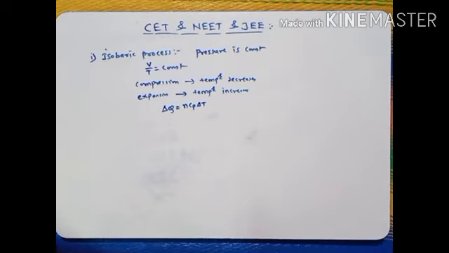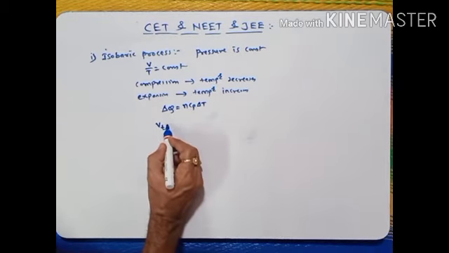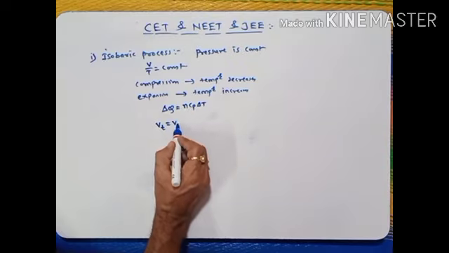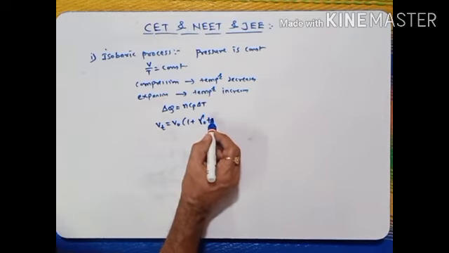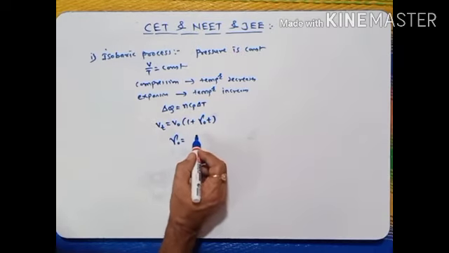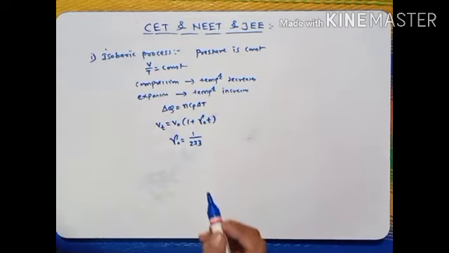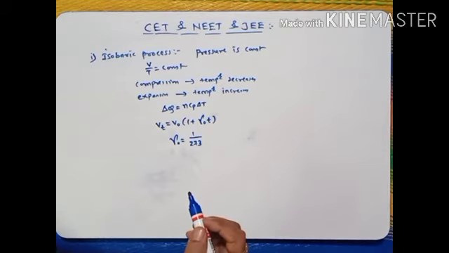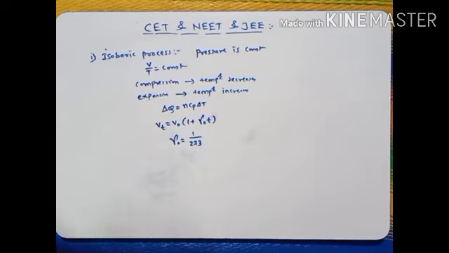Also isobaric expansion is given by Vt is equal to V0 (1 plus gamma0 t), where gamma0 is equal to 1 upon 273 per degree centigrade. We call it the coefficient of volume expansion.